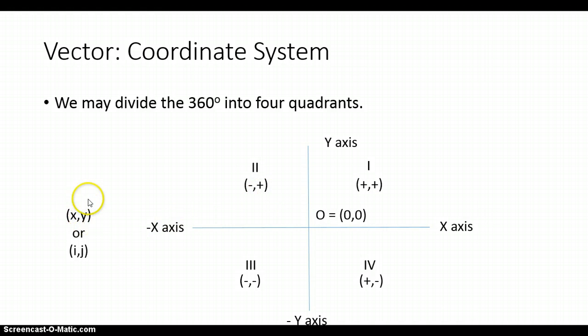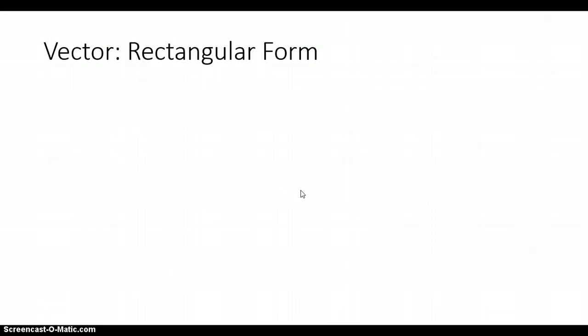Okay, now in some cases you may see where instead of saying x and y we use i and j. i for the x-axis and j for the y-axis. Okay, you may end up seeing that sometimes. All right, so let's move forward.